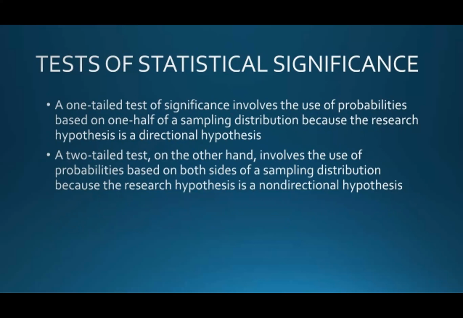Tests of statistical significance. A one-tailed test of significance involves the use of probabilities based on one half of the sampling distribution because the research hypothesis is a directional hypothesis. A two-tailed test, on the other hand, involves the use of probabilities based on both sides of the sampling distribution because the research hypothesis is a non-directional hypothesis.